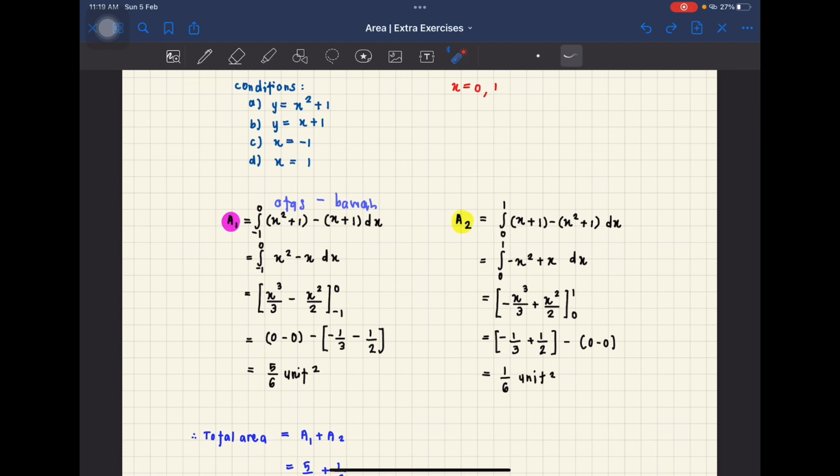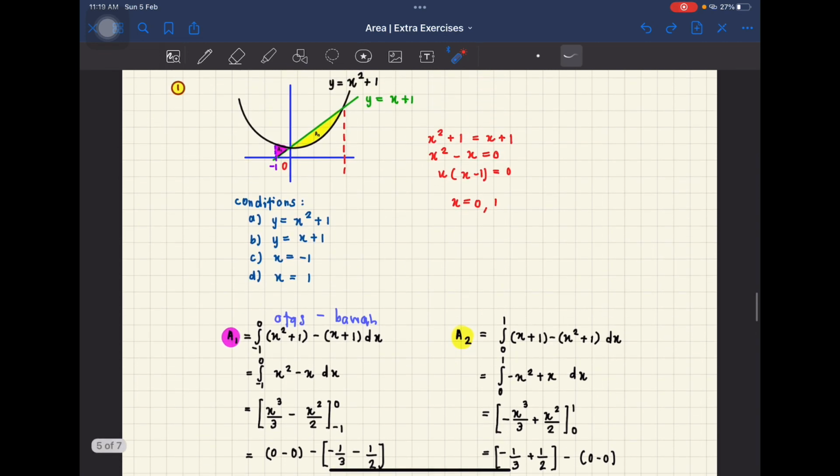Okay, and then the second area, so yang warna kuning tu, saya nak gunakan konsep yang sama. So I use the upper part minus with the lower part. Okay, so atas tolakkan dengan bawah. So atas adalah yang warna hijau ni. Okay, so saya tulis atas x plus 1. And then bawah adalah yang warna hitam. Bawah adalah x square plus 1. Right, so write a note over here. It's atas tolak bawah.